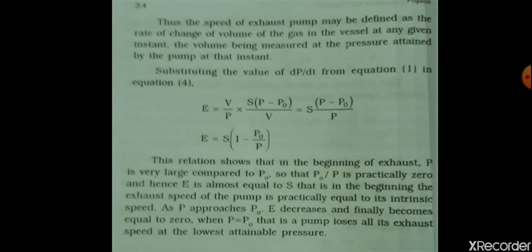This relation shows that in the beginning of exhaust, P is very large compared to P naught, so that P naught by P is practically 0, and hence E is almost equal to S. That is, in the beginning, the exhaust speed of the pump is equal to its instantaneous intrinsic speed. As P approaches P naught, E decreases and finally becomes 0, when P is equal to P naught. That is, the pump loses all its exhaust speed at the lowest attainable pressure.